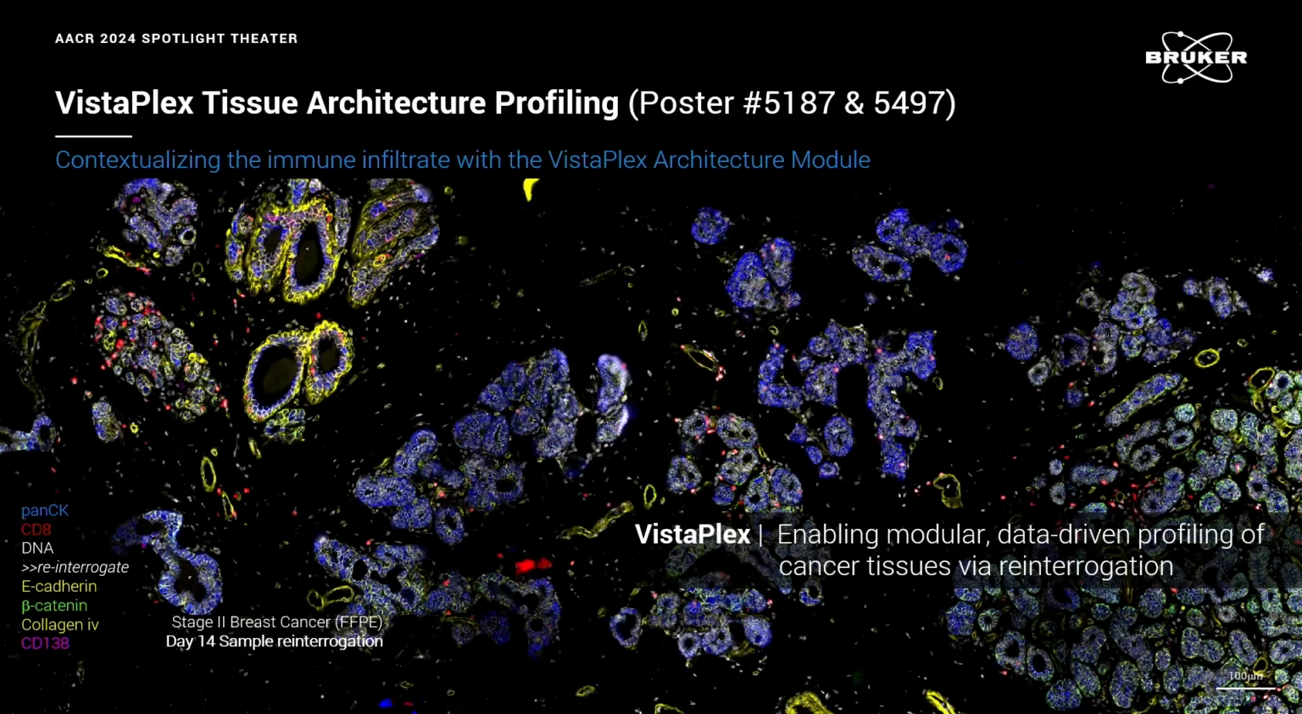We put this architecture kit on it. So you can see in yellow and green, we're now looking at the substructure of the epithelium. And we're providing context to the immune infiltrate. So we've taken that very same section 2 weeks later, put a whole new module of antibodies on it, and we've now revealed that there's T cell infiltration in lobular structure, in secretory ducts, but not necessarily in the adipose tissue of this breast. We still have this sample in the refrigerator today.